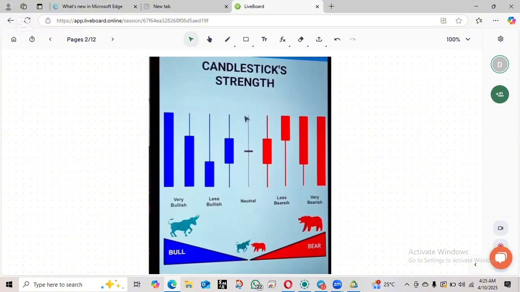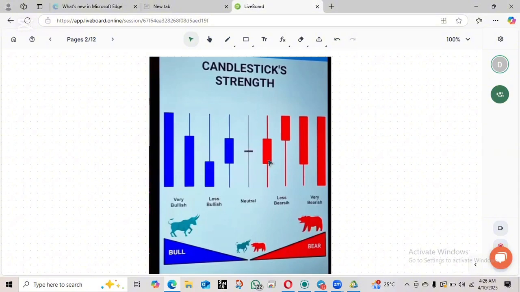Now we have the neutral candle, which we call the indecision candle, right? It shows the balance of force in the market. It is the doji candle. Now this candle shows there is a balance of force in the market, same as this and this.